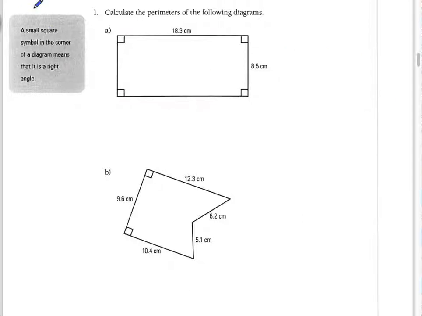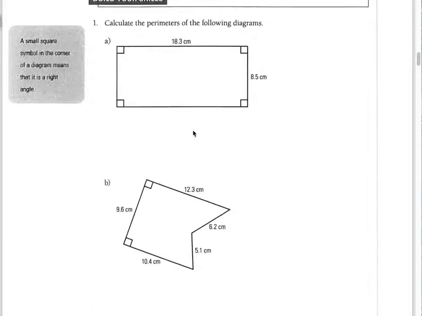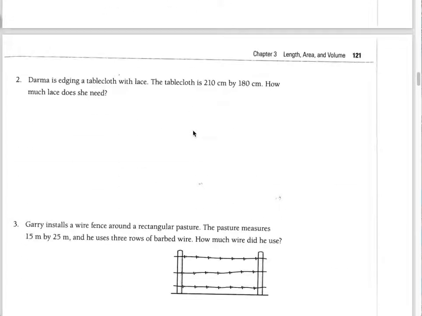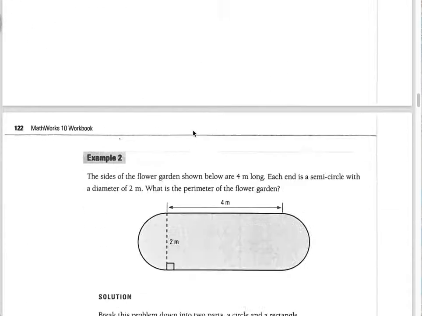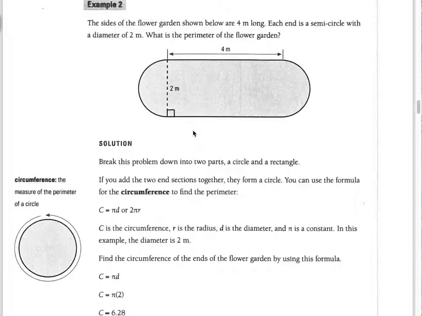And if we just scroll down here from this point on, I'd like you to try the build your skills and do all of these. On to example number 2. Talking about the sides of a flower garden shown here. Notice we have a semicircle at one side and a semicircle at the other.